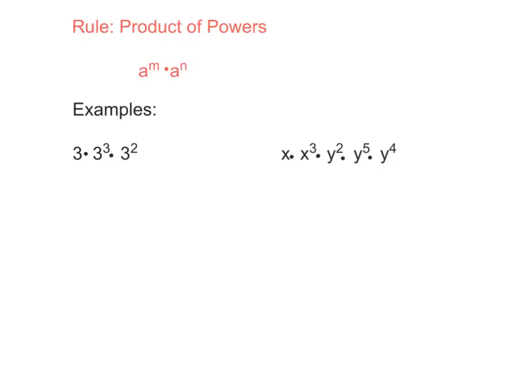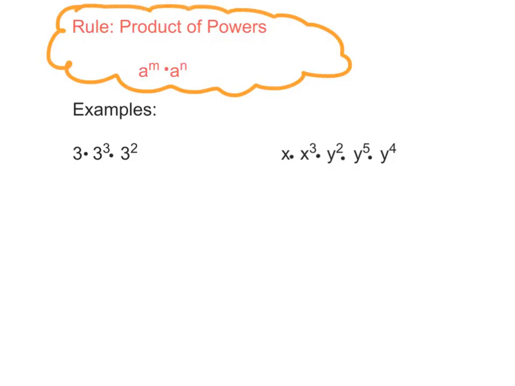Let's take a look at the first 3 rules. The first one is called the product of powers. A power is the situation where we have a base and an exponent, and a product is multiplication. We've got a power right here, a to the m power, and a power here, a to the n power, and we've got the product of them because it's multiplication.